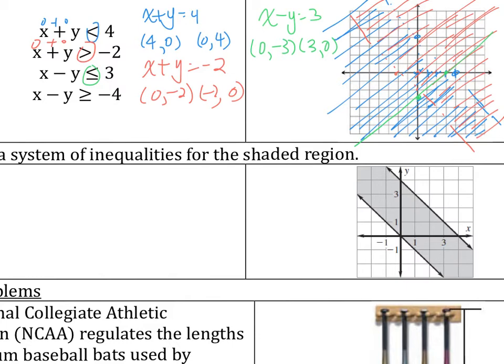Okay, and we test the zeros. 0 minus 0 is still 0, and then that is less than or equal to 3, so we need to shade in the top half of this graph.